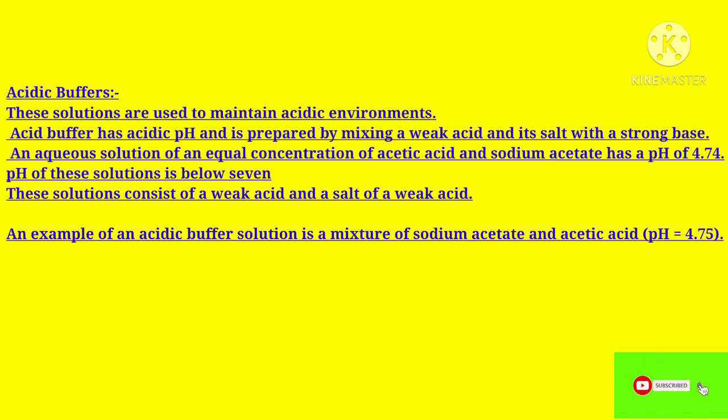Okay, clear? An aqueous solution of equal concentration of acetic acid and sodium acetate has a pH value of 4.74. This acetic acid and sodium acetate differ only in H plus and Na plus, but all the other terms are the same. So the pH value is 4.74.